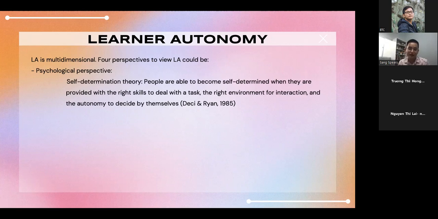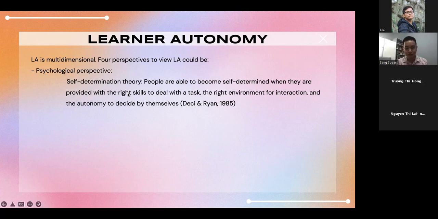So they define that people are able to become self-determined. Self-determined means they are more motivated to learn when they are provided with the right skills to deal with a task, the right environment for social interaction, and the autonomy to decide by themselves. So when the three components have been met, the learner would feel intrinsically motivated to learn.